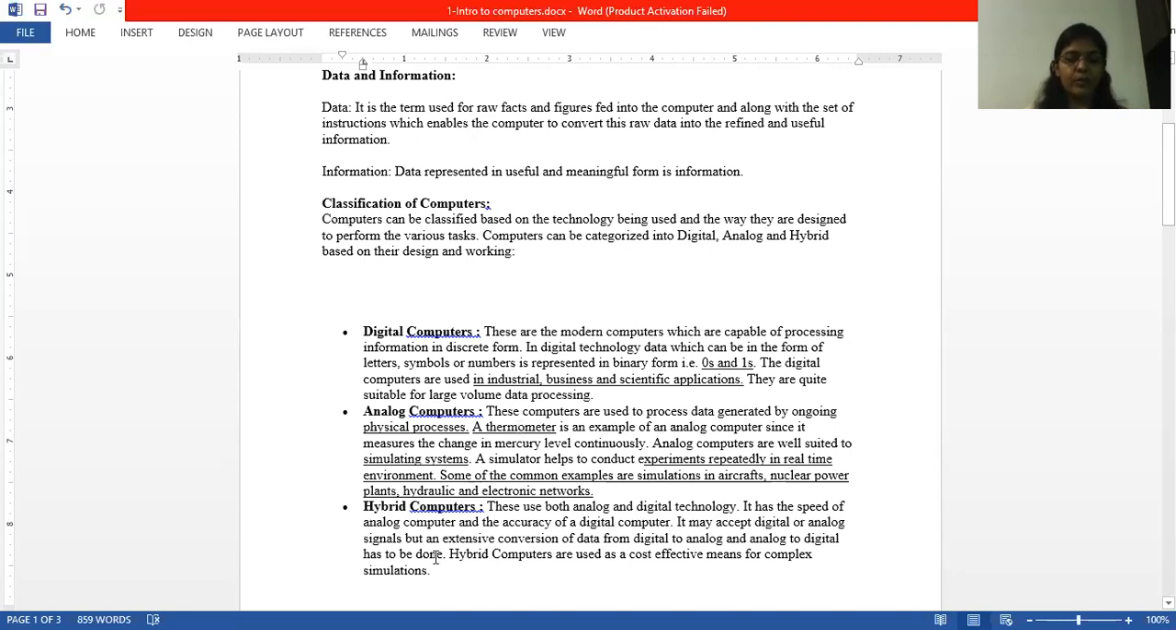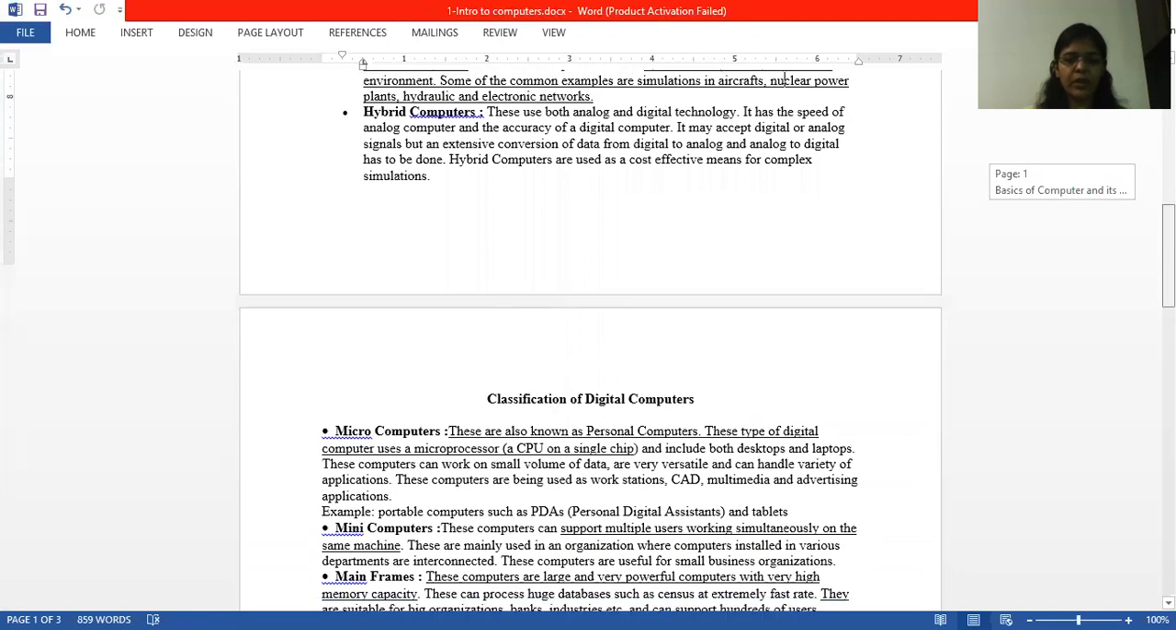Now the hybrid computer. As the term suggests, hybrid is a combination of both digital and analog. But in a hybrid computer, at a time only one system can be used. It may accept a digital or an analog signal. Hybrid computers are used as a cost-effective means for complex simulators.